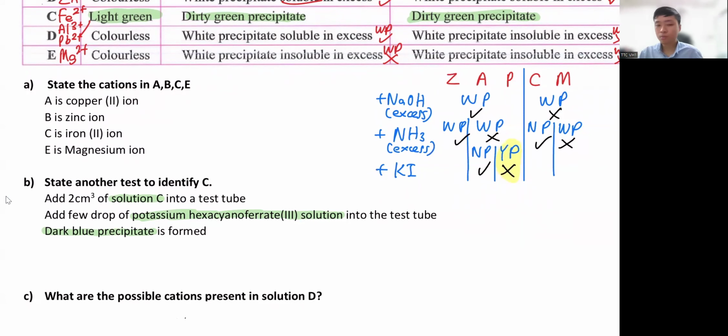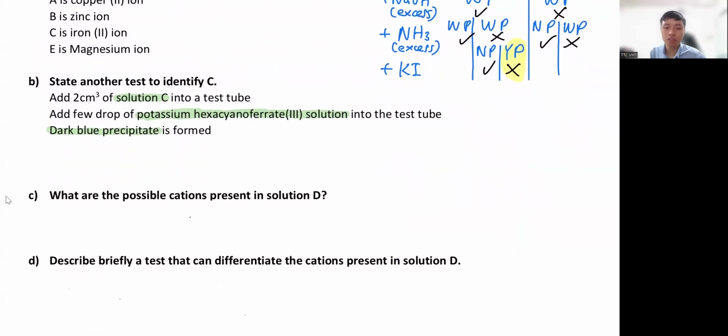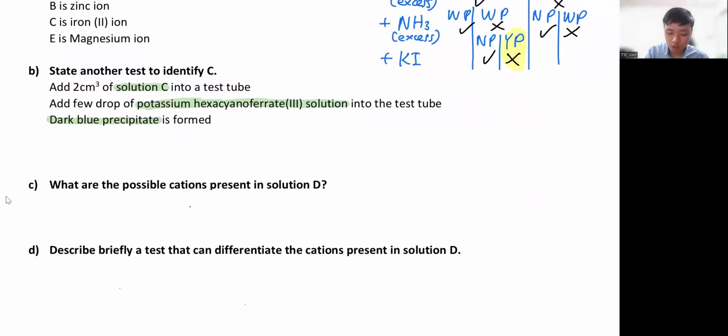Okay. C. What are the possible cations present in solution D? This one is your aluminum ion and lead 2 ion. But how do I separate them then? If there are two possible, I need to break them into one. So that's why the possible is I add KI to differentiate them.